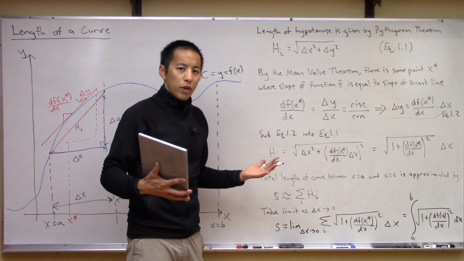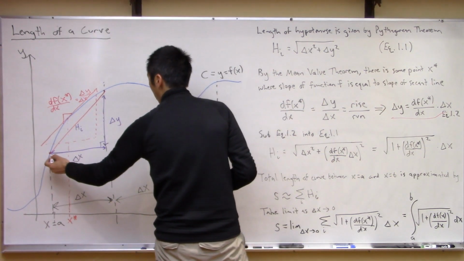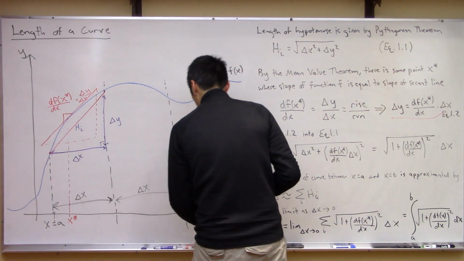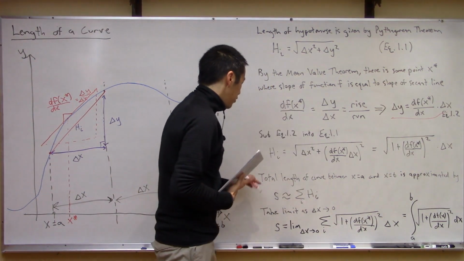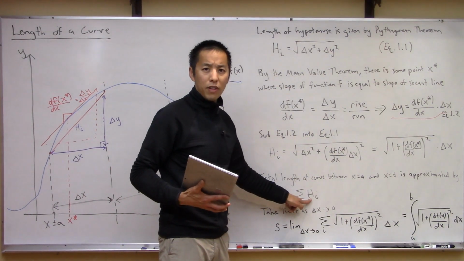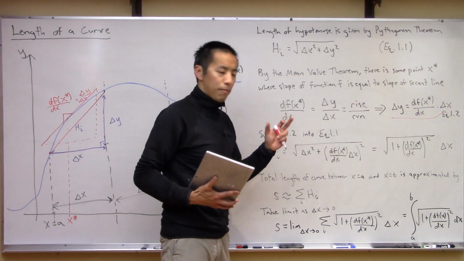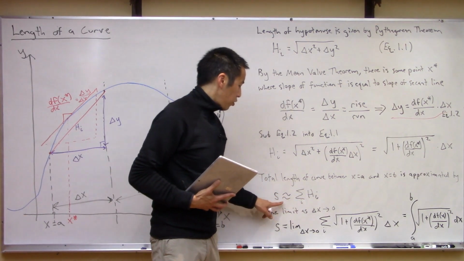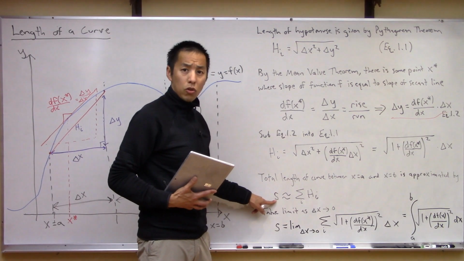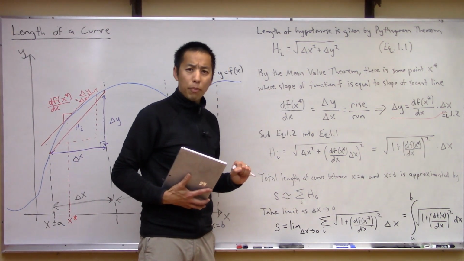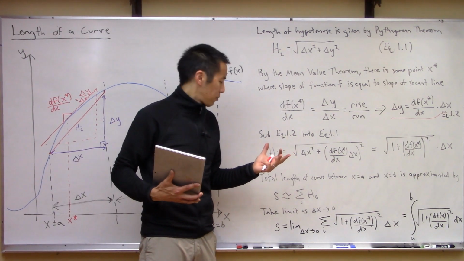So what we can agree on is, if I want to get the approximate length of this entire curve C between the point A and B, I can approximate that length by adding up all of these little mini hypotenuses, one at a time, over that domain. So this is the length of the total curve that I'm interested in between A and B. It's approximately equal to adding up all of these hypotenuses.